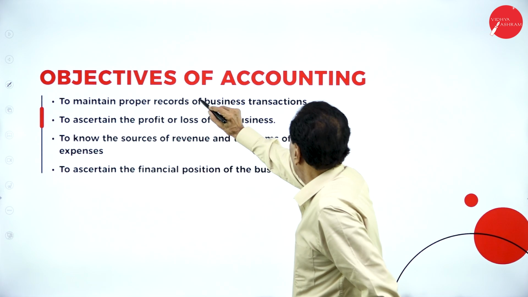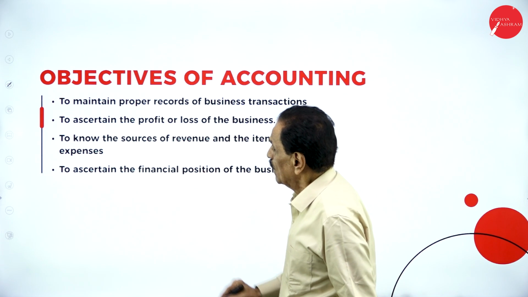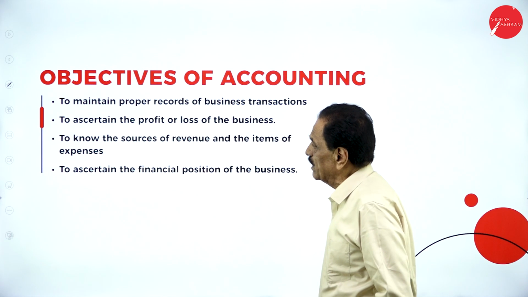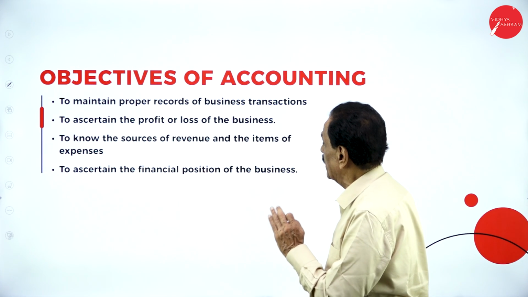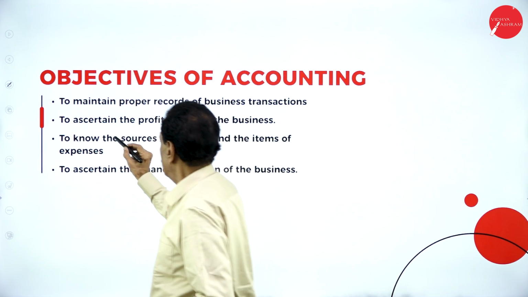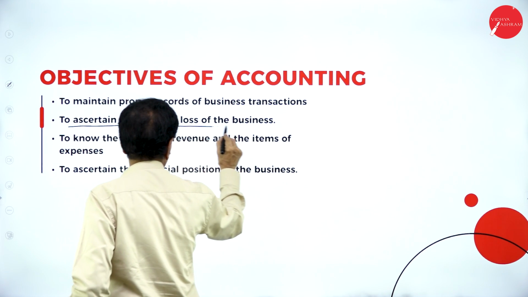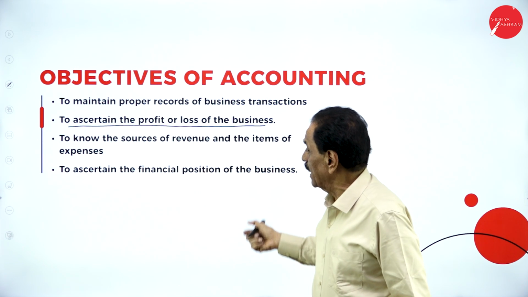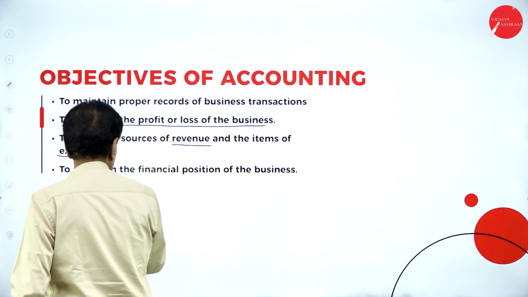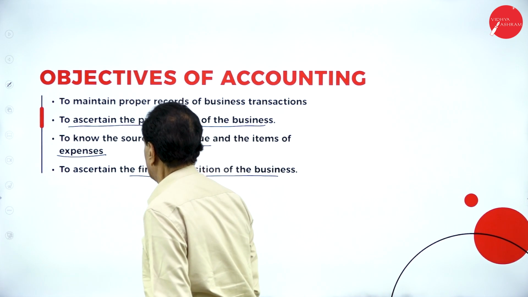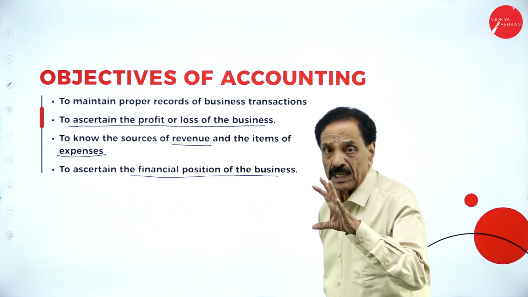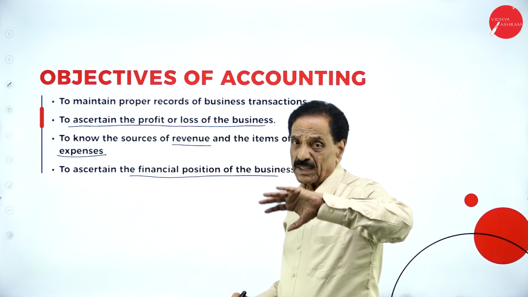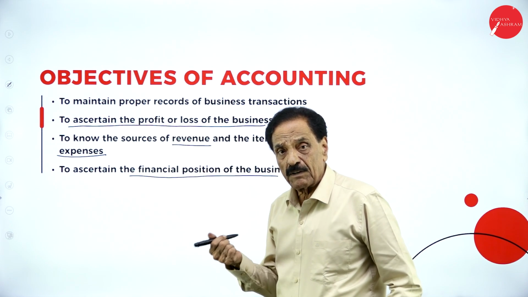Then what are the objectives of accounting? To maintain proper records of business transactions, to ascertain the profit or loss of the business. This is important. To know the sources of revenue and the items of expenses, to ascertain the financial position of the business. First, proper records have to be maintained. Second, to ascertain the profit or loss at the end of the year. It may be profit or it may be loss.